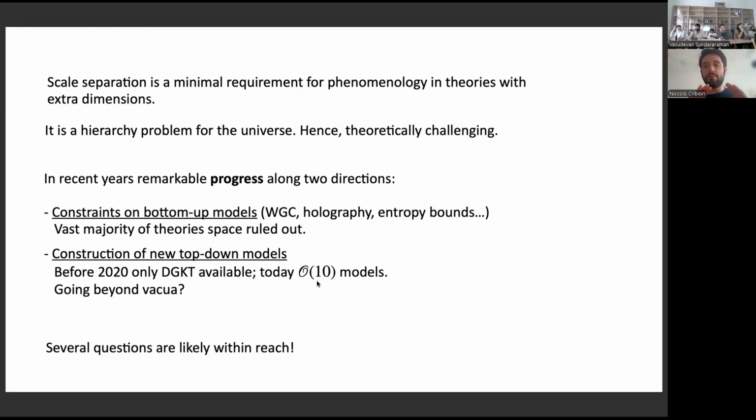So today, I think we have around 10 different models, more or less. And this is only about vacua. We still have to explore the whole problem of scale separation outside vacua. I showed you preliminary results, but I think it's very promising. And I think several questions on scale separation are today likely within reach. So thank you for your attention.